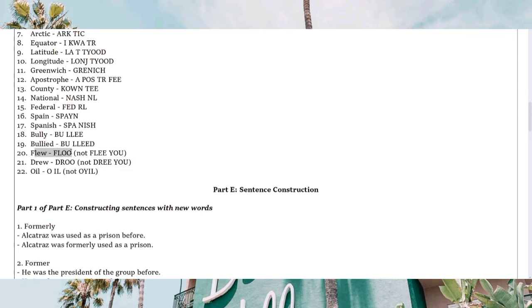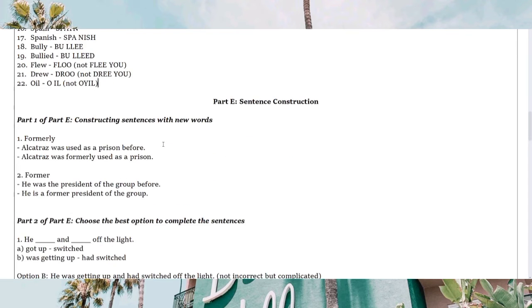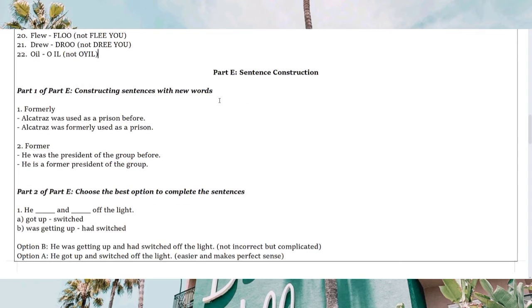20, flew, not flew. The bird flew out. No, not flew out, the bird flew out. 21, drew. He drew a picture, not he drew you a picture. And 22 is oil, not oil. There's no year in oil. Oil. Right, not oil. Okay, and the final part, let's see some sentence construction.